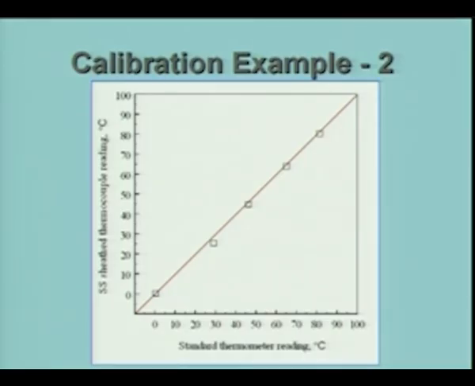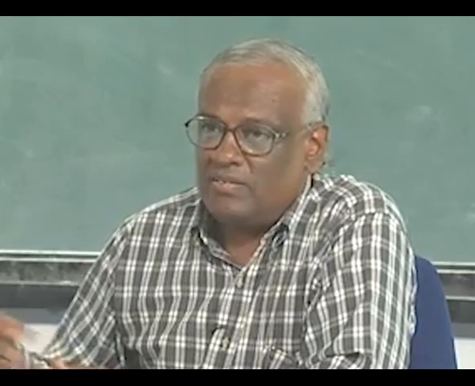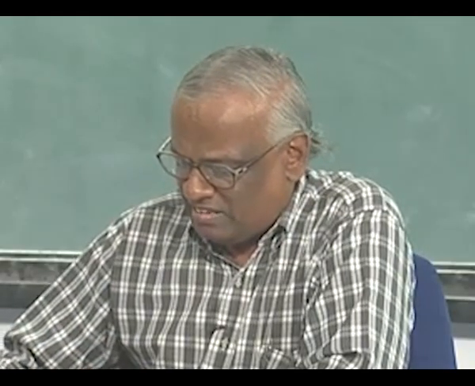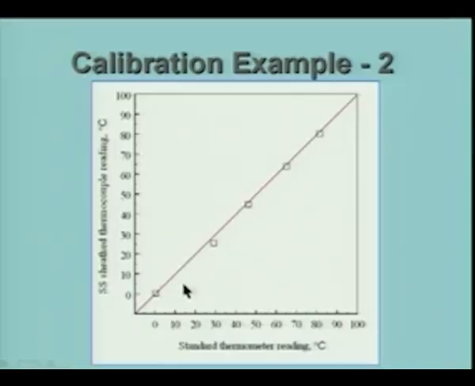Let me take a second calibration example. This is more like really what one would be doing in practice. If you are making measurement over a certain range, in this case I have taken the range between room temperature or 0 degrees and 100 degrees, and if you notice here, I have got a value around 30, another about 50, another about 75 or 80, and another about 90, and I have avoided using the end points.